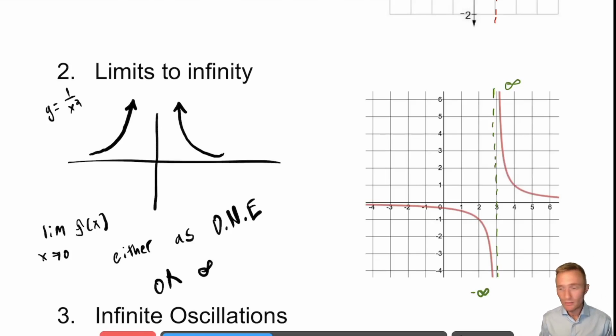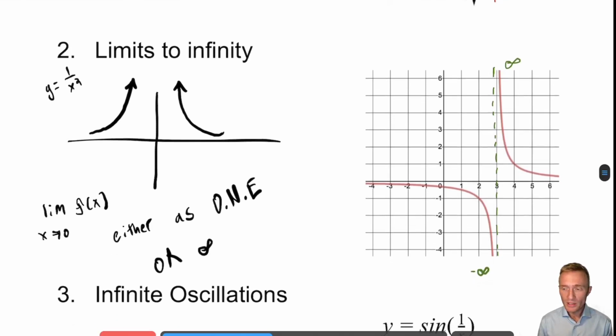The example on the right is 100% DNE because we're approaching different infinities, positive and negative. The one on the left, it just depends on what textbook you consult. AP will take either. You could either say the limit doesn't exist, or that the limit is infinity.